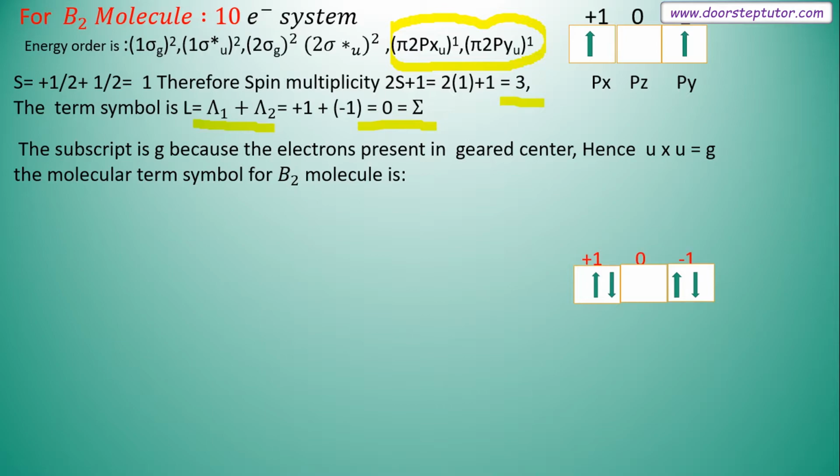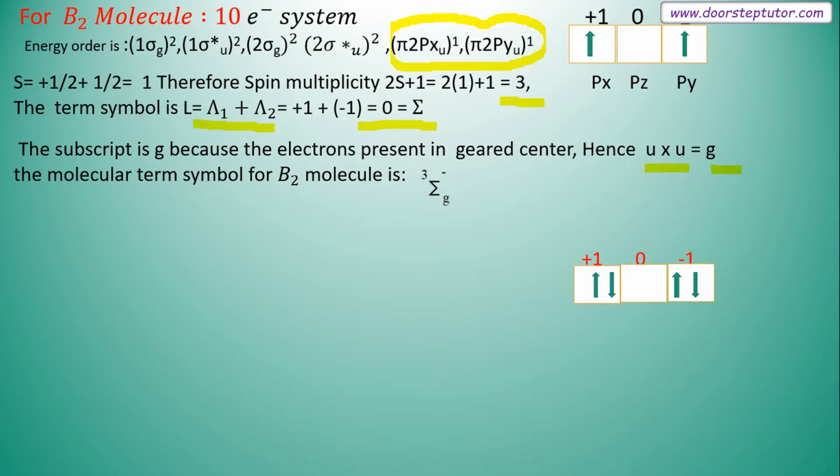Okay, then we will focus on whether it is gerade or ungerade. Here all the electrons are in ungerade orbitals only. So one electron of ungerade and another electron of ungerade, we are multiplying u into u, so it gives g only. Therefore the term symbol for the B2 molecule is 3, that is the spin multiplicity. The term symbol is sigma and the center of symmetry is g.